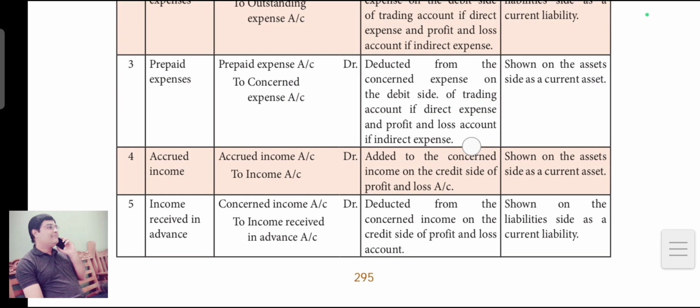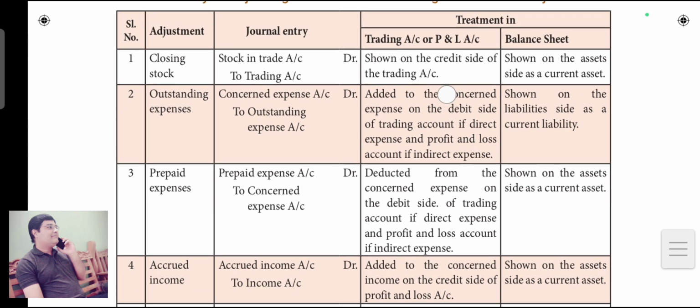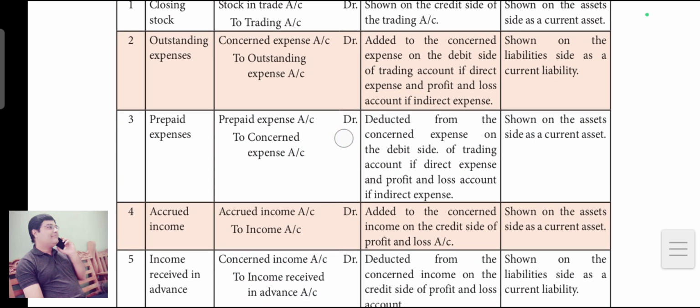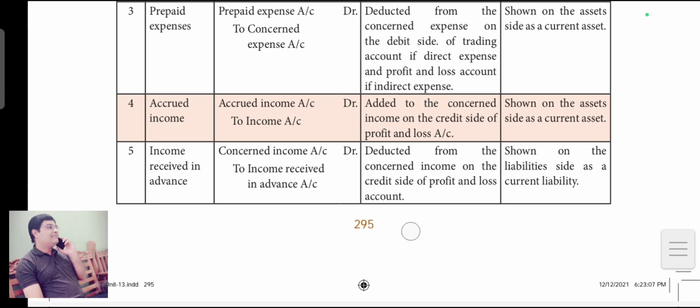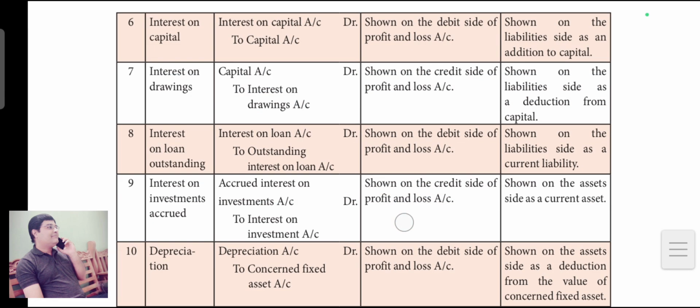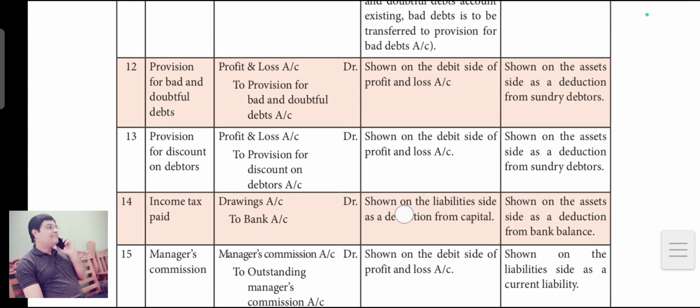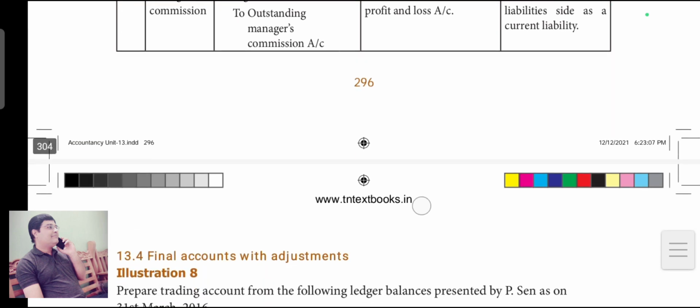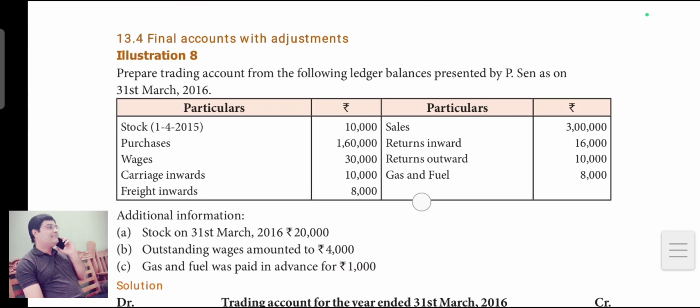To do this chapter, all this journal entry you must remember. Without reading this format and which account will appear in which side, if you don't know this format, you cannot do this chapter. So this format is very important and compulsory to read this chapter. Page number 295 and 296. All the 15 entries and where it should be written, whether it is add or minus, everything you have to remember to do this chapter.